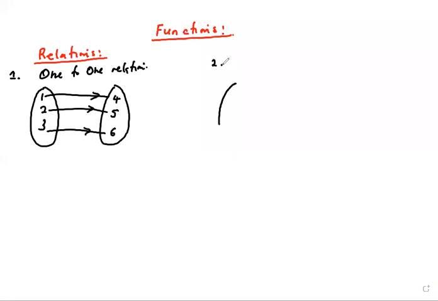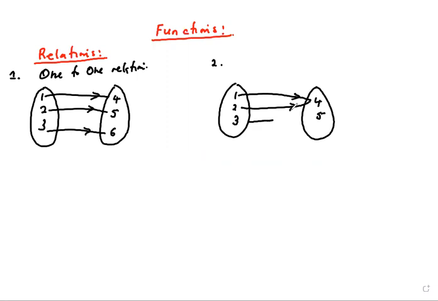2, we also have structures where this is 1, 2, 3. That is 4, 5. This goes there. This goes there. And this goes there. Because 2 elements are going to 1, it will be called a many to 1. Still a relation.